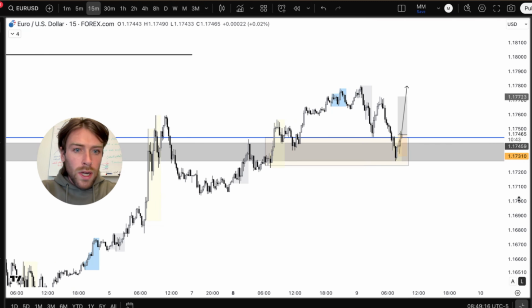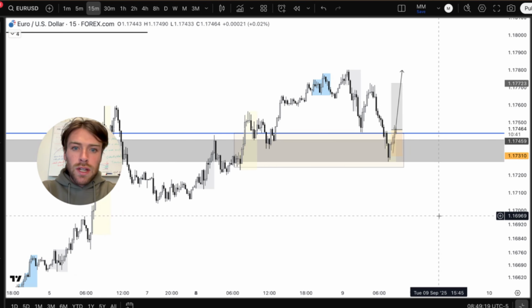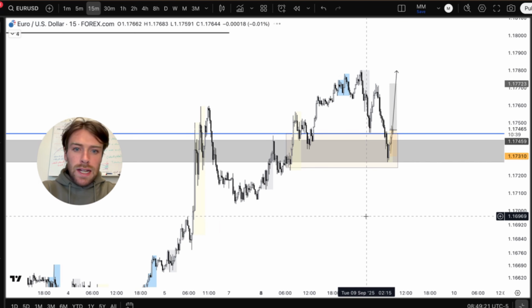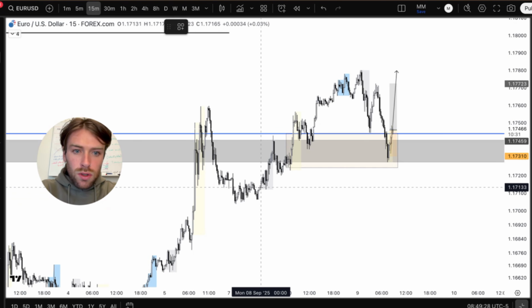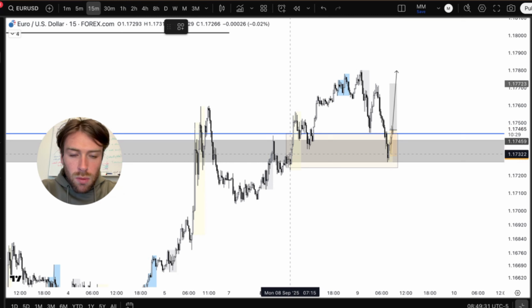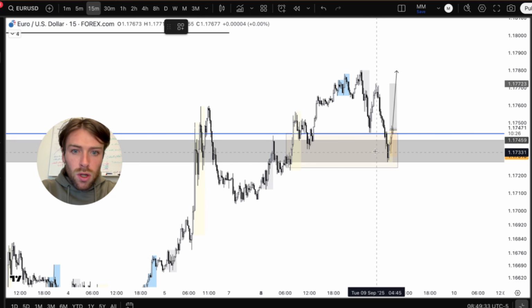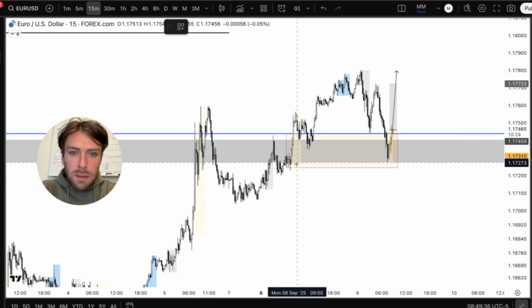So what I'm looking at every time I come to the screen is where are we in relation to the most recent range. So for instance here, from this high to this low, we're in a range here. From this high to this low, we're in a range here. But what I'm looking at is the range that was created from New York.